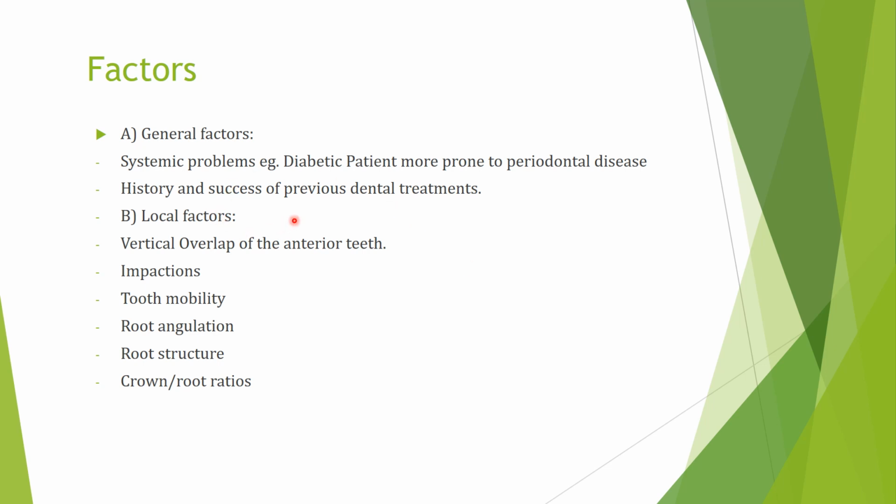History and success of previous dental treatments is very important, guys. Any failed treatments, any previously prepared teeth, and if the patient comes again for treatment of the same teeth, what has to be done? History and previous dental treatments are important, if any are present, right? Local factors are again things we have covered in the previous slides, that is the vertical overlap of the anterior teeth, the overjet and overbite of the teeth, and impactions if present.